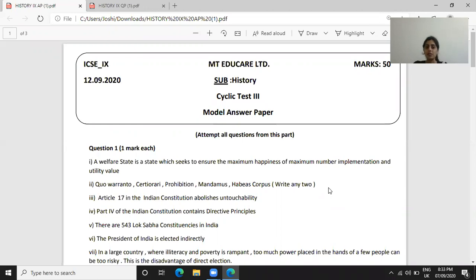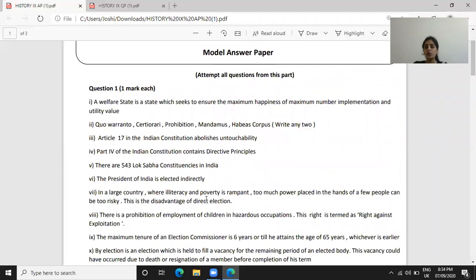So the first answer is, a welfare state is a state which seeks to ensure the maximum happiness of maximum number, implementation and utility value. If you have written correct, give yourself 1 mark. Answer 2. Quo warranto, certiorari, prohibition, mandamus and habeas corpus are the writs given by constitutional remedies. Answer 3. Article 17 in the Indian Constitution abolishes untouchability.